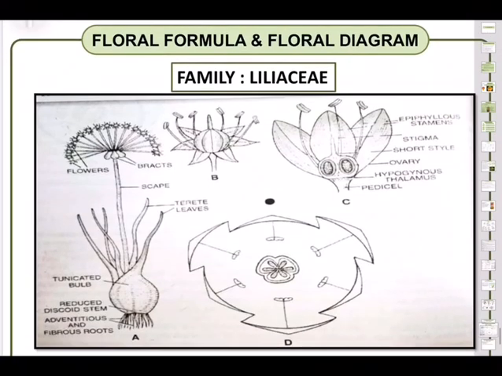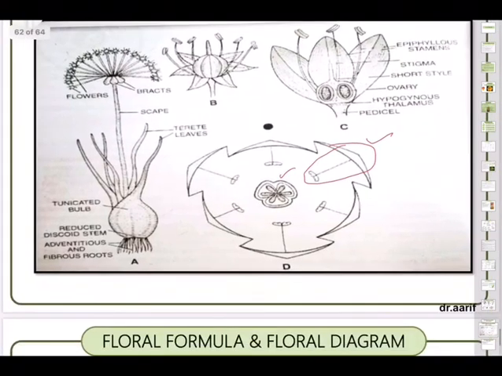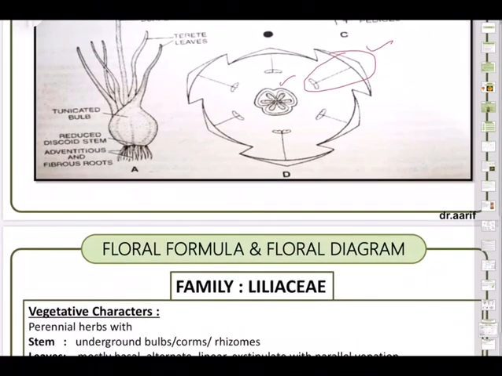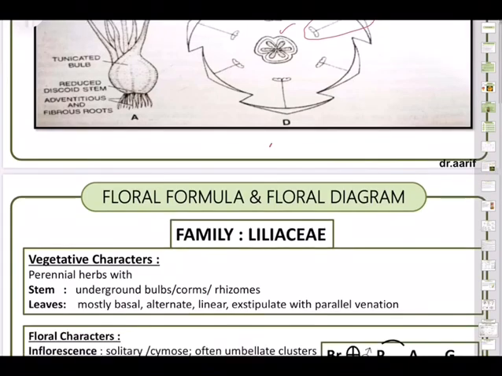And come to Liliaceae. And this is the floral diagram. What do you see? I want you to focus on this. Look at this. This is the characteristic of it. And then see the arrangement. And also focus on this. So Liliaceae. Let's see what is the floral formula that we are going to write based on the characteristics.